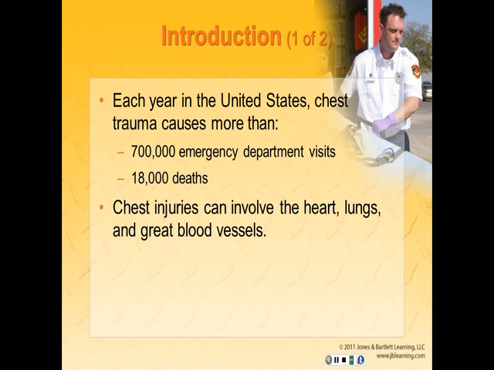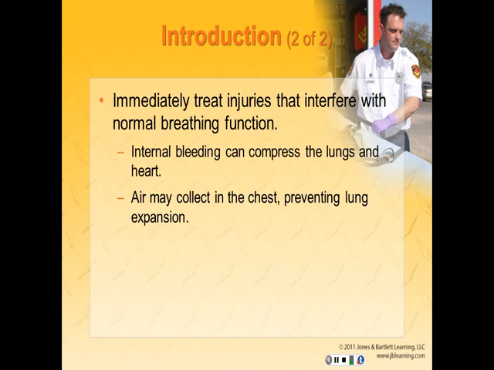Chest trauma cases count for more than 700,000 emergency department visits and more than 18,000 deaths in the United States annually. They can involve the heart, the lungs, and the great vessels. EMTs must treat any injuries that interfere with the body's mechanics of normal breathing without delay. Internal bleeding can collect in the chest cavity and it can compress the lungs or the heart, and air may collect in the chest and prevent the lungs from expanding.